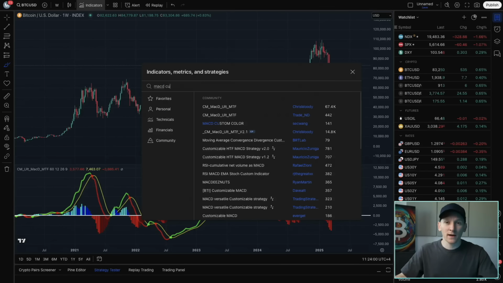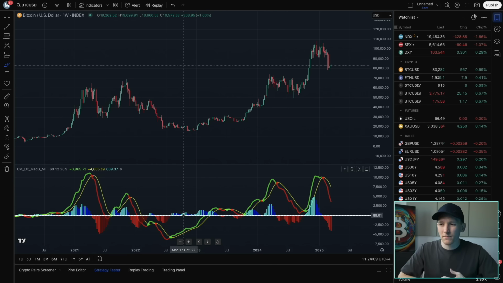A custom MACD indicator is the next one. So type in MACD and then custom. This one right here. 64,000 users. So click on that, and that gives us this. Now again, this is a momentum indicator. It can give false flags.